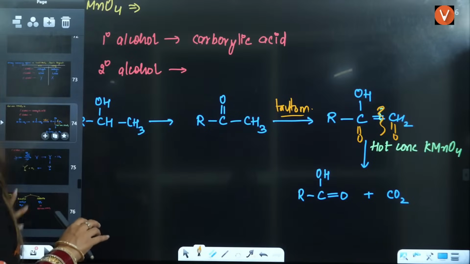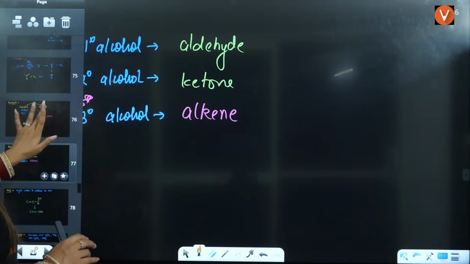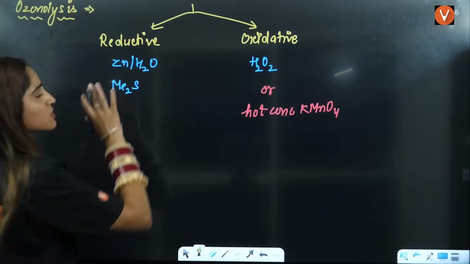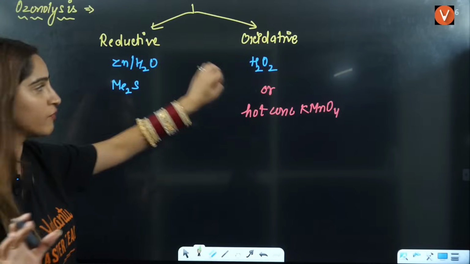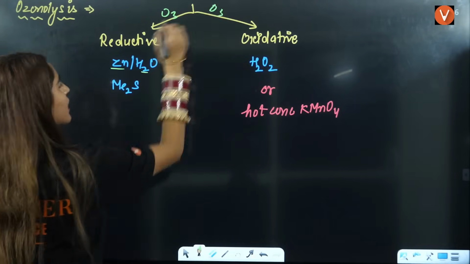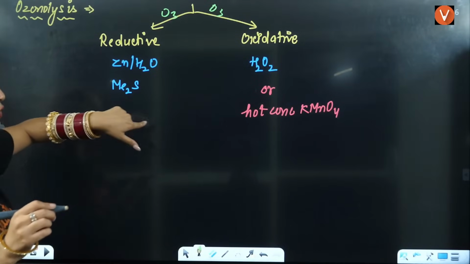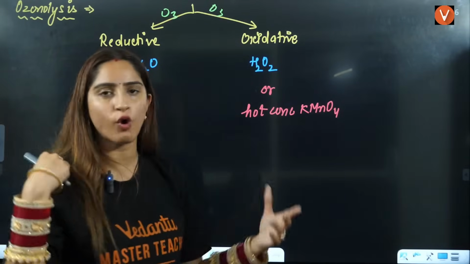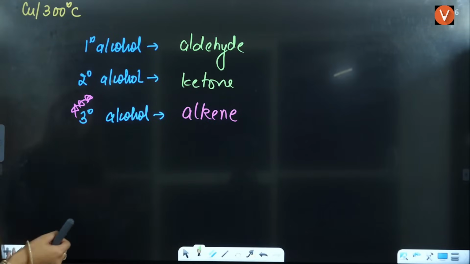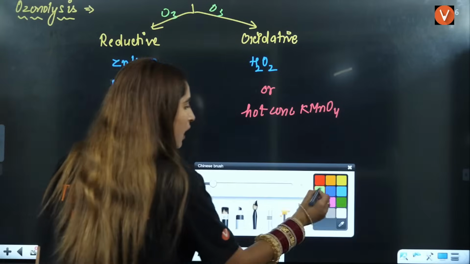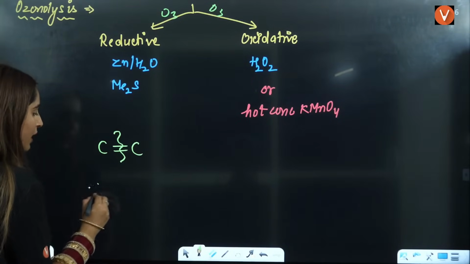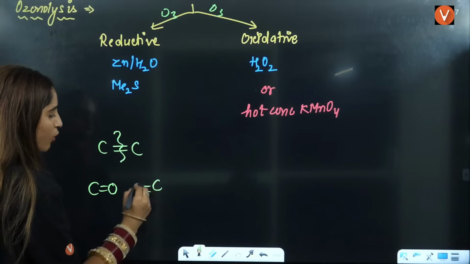Firstly, let me teach you ozonolysis. Ozonolysis is of two kinds, reductive and oxidative. You use O3 in both cases. For reductive ozonolysis, you use Zn, or H2O, or Me2S. For oxidative, you use H2O2 or hot concentrated KMnO4. So in reductive, you have C double bond O: you break the double bond, attach double bond O, attach double bond O.